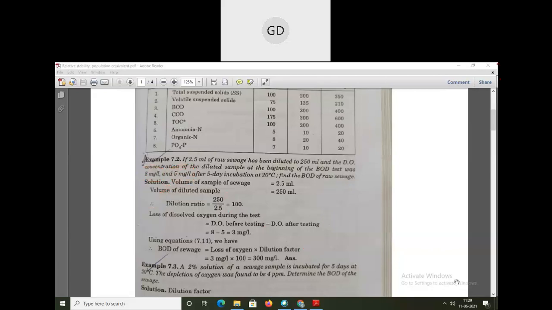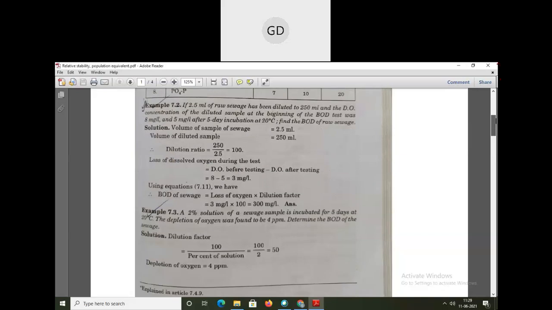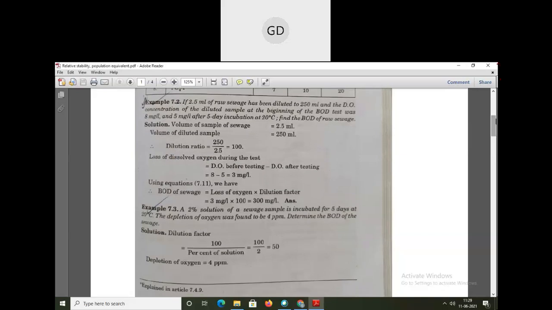This one is a similar numerical, but the question is a little bit different. Here it is given that a 2% solution of a sewage sample is incubated for 5 days at 20 degrees Celsius. The depletion of oxygen was found to be 4 ppm. Determine the BOD of the sewage. So what is the percent of solution given to you? It is 2%. So you have to find out the dilution factor.